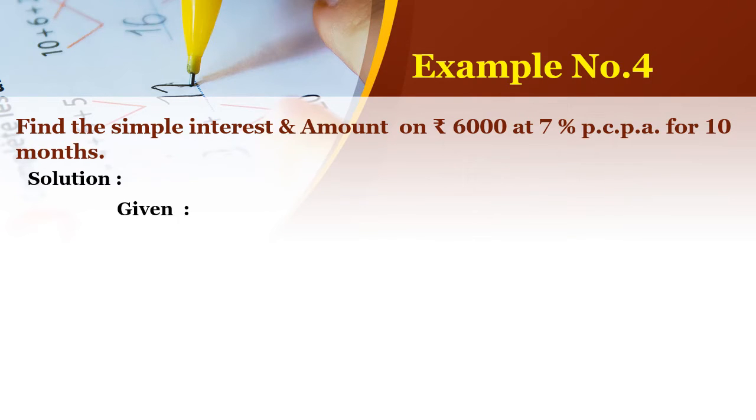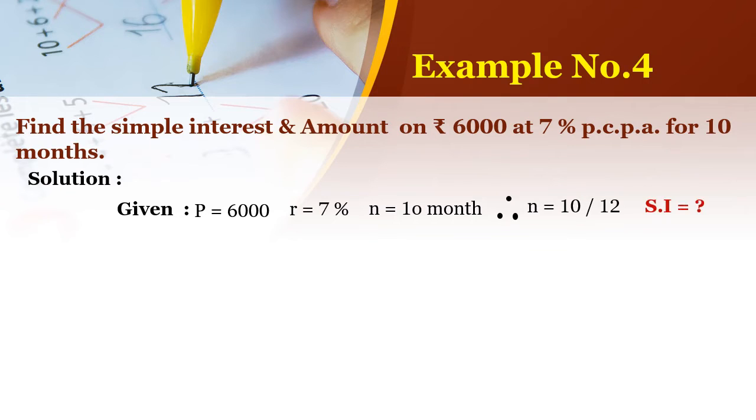Solution: given principal amount rupees 6,000, rate of interest 7%, and n is equal to 10 months. But when n is given in months, we convert it into years in simple interest. So n is equal to 10 upon 12. Whatever the months given in the problem, you simply use n upon 12, where n is the number of months. So we take the value of n in the formula as 10 upon 12. Then we calculate the simple interest and the amount value.